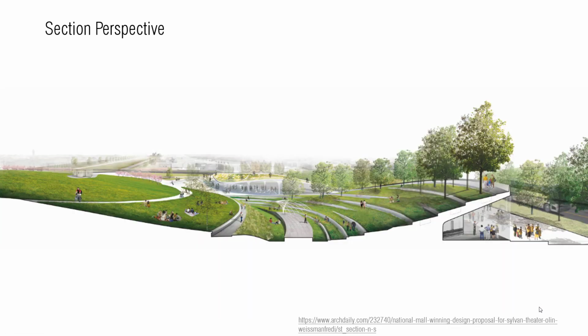You can also do a section perspective. So again, this is the Olin National Mall project. You pretty much position the site to have a horizontal cut line. So this cut line here shows the elevation change or topography of your design. And then you show everything else as a perspective drawing behind it.